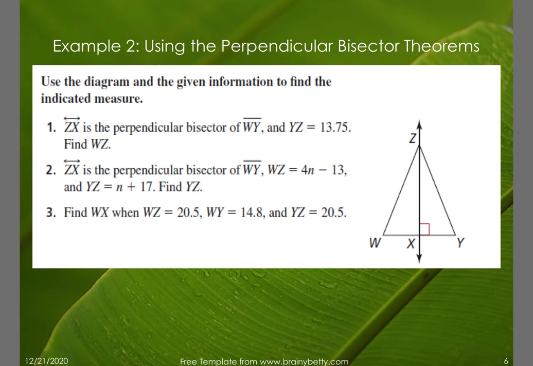All right, example 2. Okay, it says use the diagram and the given information to find the indicated measure. Number 1 says ZX, which is this vertical line here, is the perpendicular bisector of WY, which means it cuts it into 2 congruent parts, and it's a right angle, which is already marked. YZ is 13.75. Find WZ. What is it? 13.75.